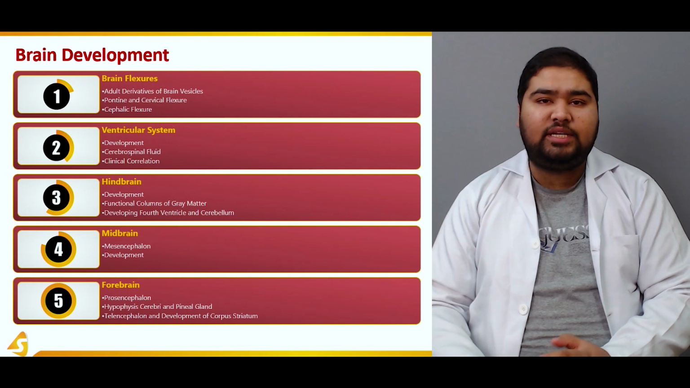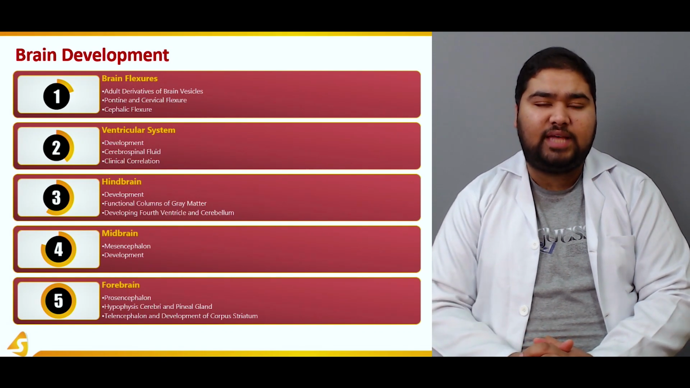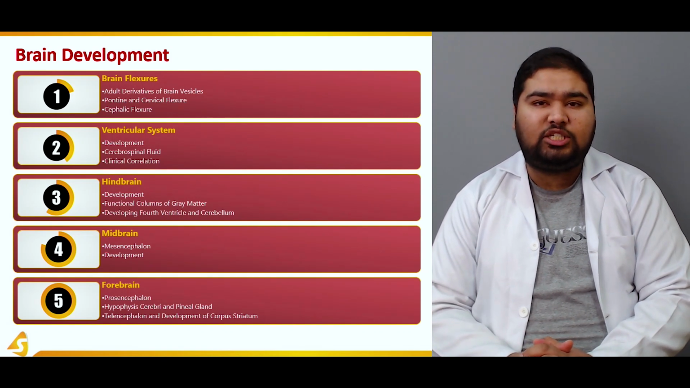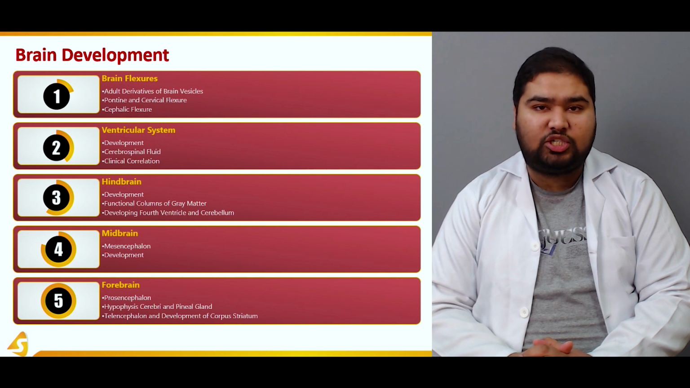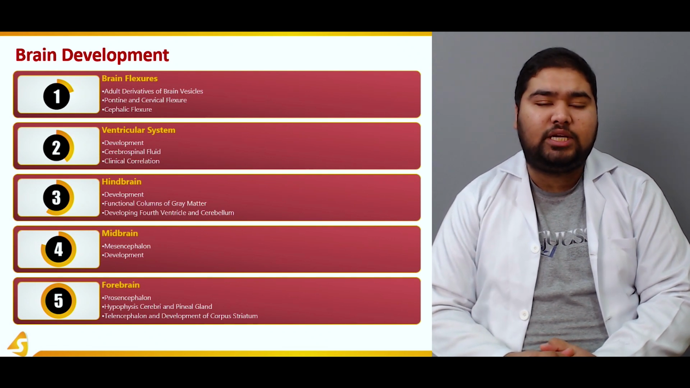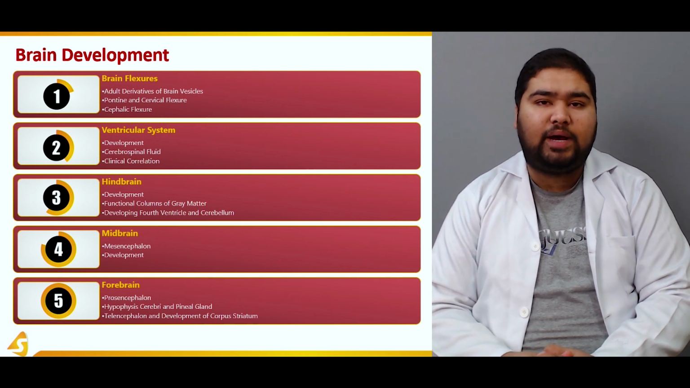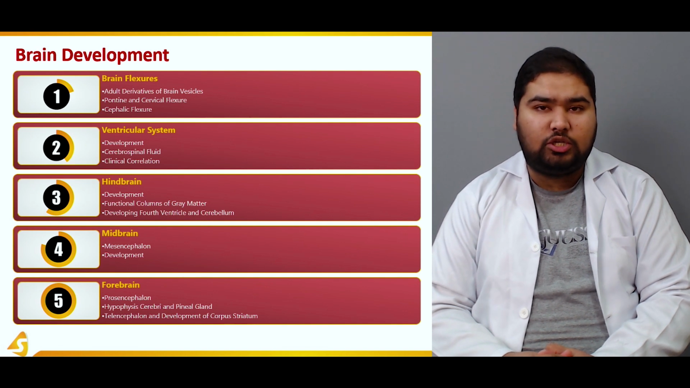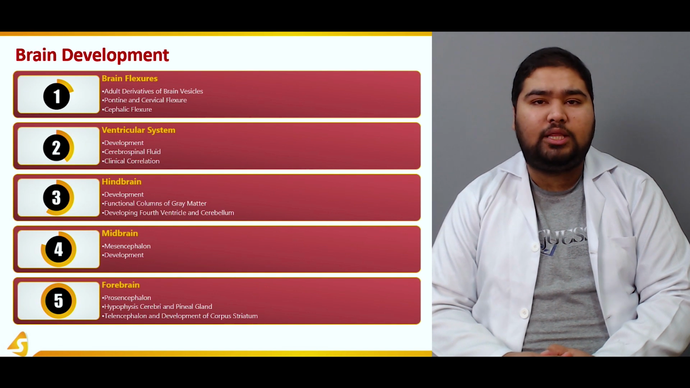This presentation has been divided into 5 sections. The first section will be dealing with the brain flexures. There are 3 important brain flexures which arrange themselves in such a position that the adult brain and the spinal cord are formed. So we'll see how these flexures twist upon themselves to form the adult picture.